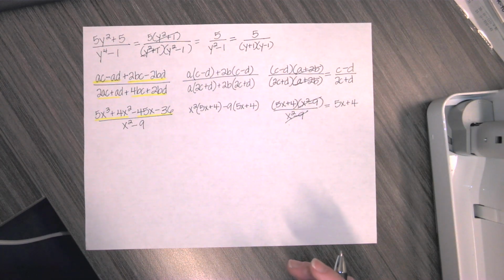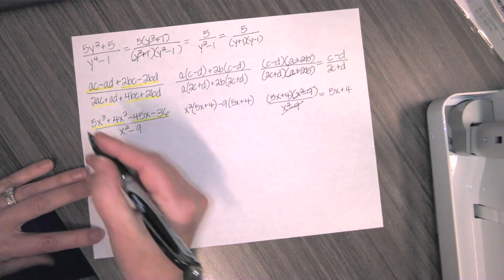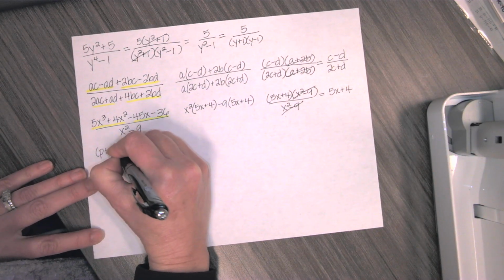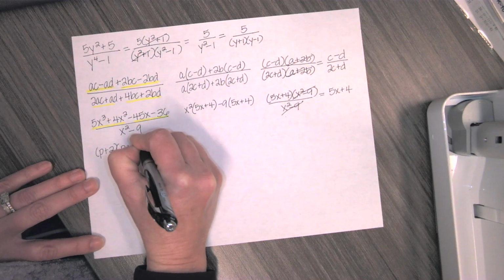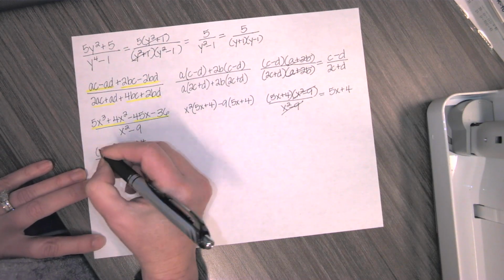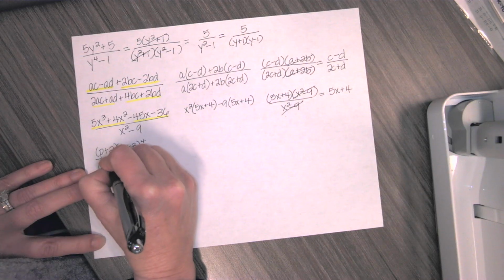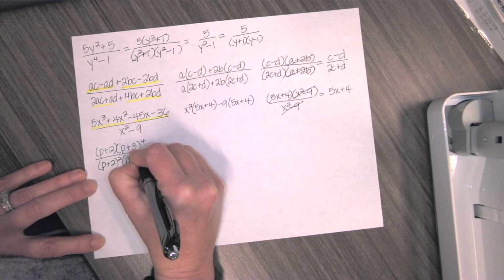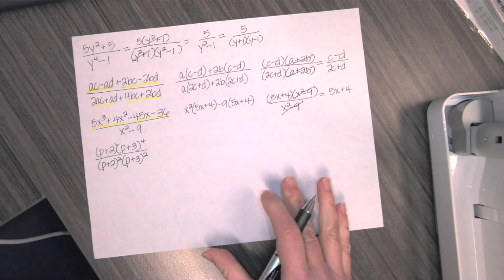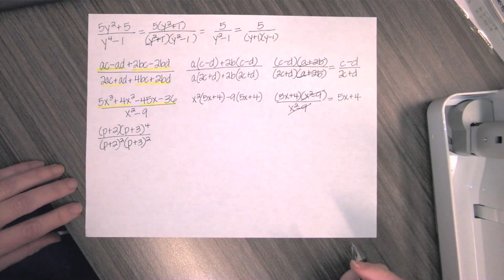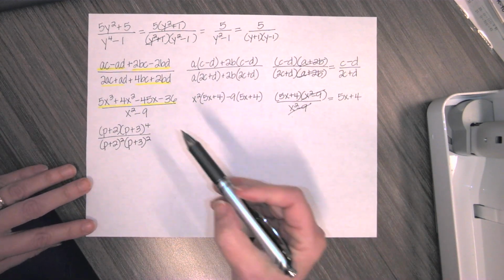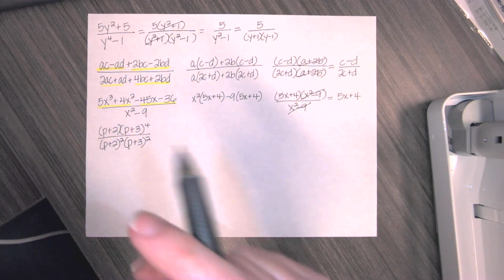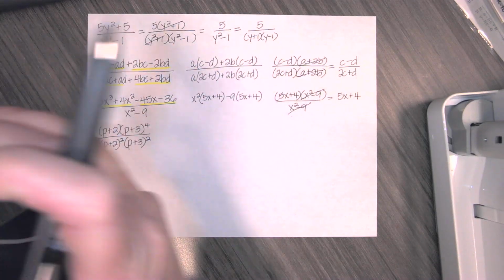Okay, now, what if we have something like this? P plus 2 times P plus 3 to the 4th power over P plus 2 squared times P plus 3 squared. So, on this problem, P plus 2, like I told you, is a binomial. P plus 3 is a binomial, and I want you to kind of think of that as one thing.